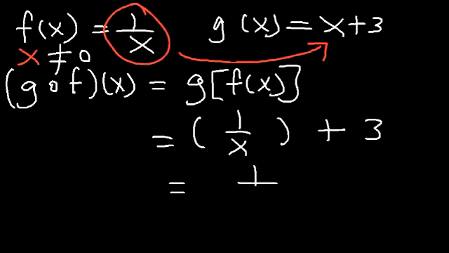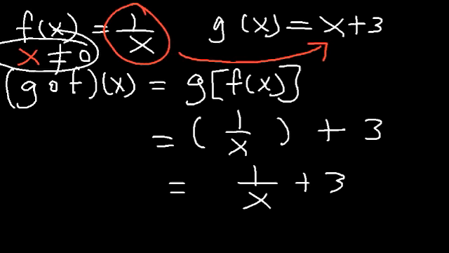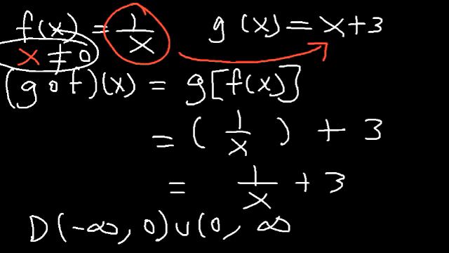The composite function, which is 1 over x plus 3, we still have a fraction, and in this fraction, x cannot be 0. So this is the domain for the composite function. And to write it using interval notation, it's negative infinity to 0 union 0 to infinity. It's everything except 0.